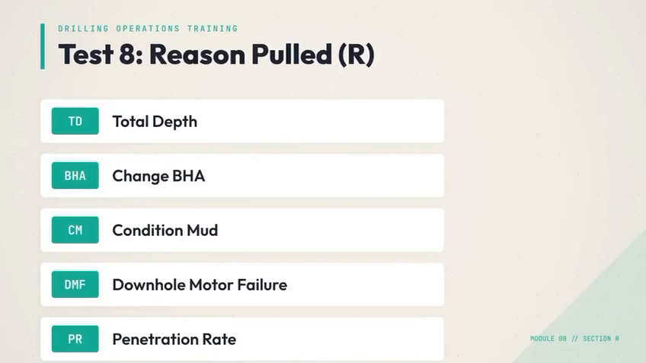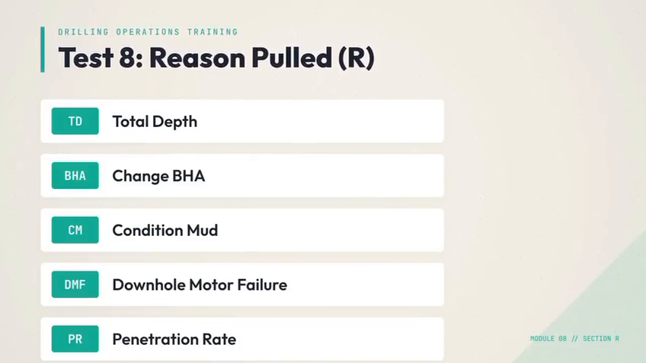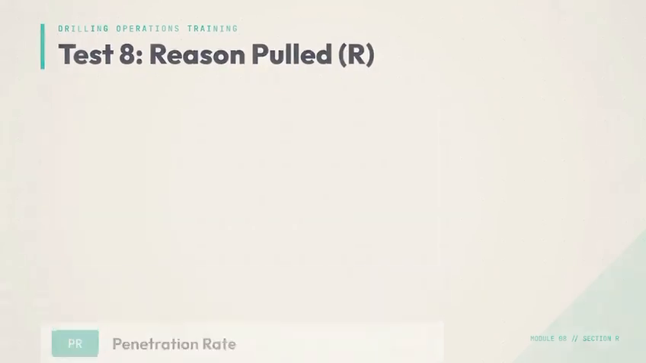Using these codes consistently ensures that everyone on the rig and in the office understands why the run was terminated and how to plan for the next one.